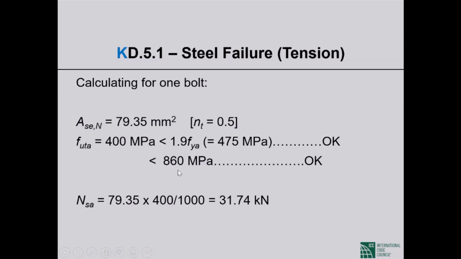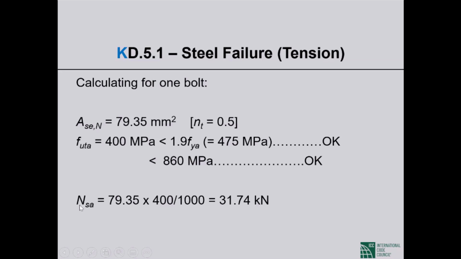In our case, for the half-inch diameter anchors, the effective area is 79.35 square millimeters. The ultimate tensile strength, as I give you the right number, is 400 MPa. That is in fact less than 1.9 times the 250, which is 475. It is also less than 860 MPa. So we satisfy the requirements that are imposed.